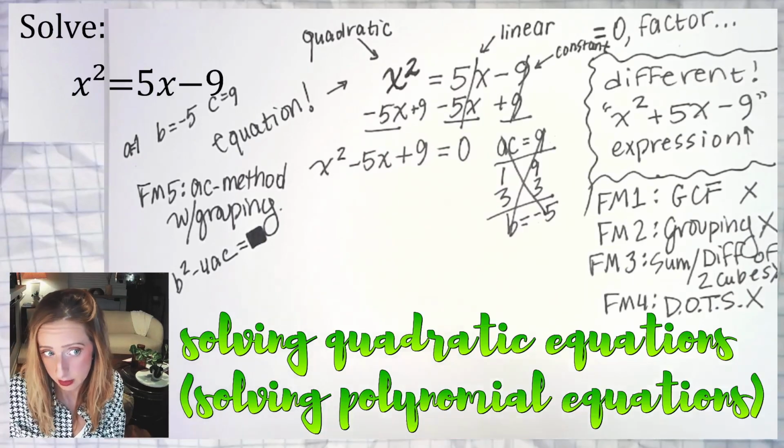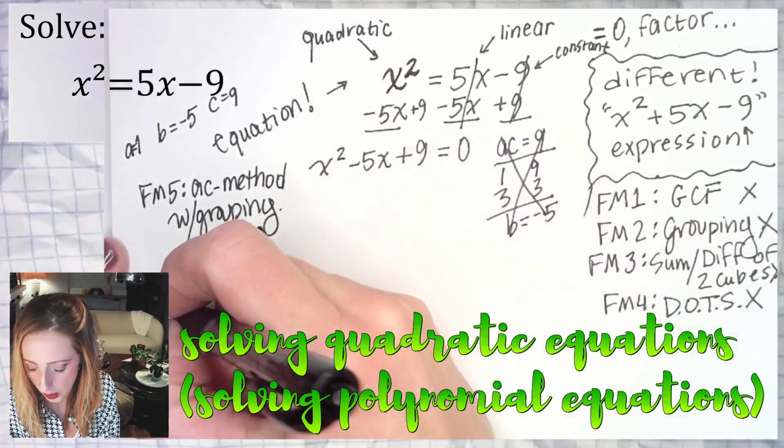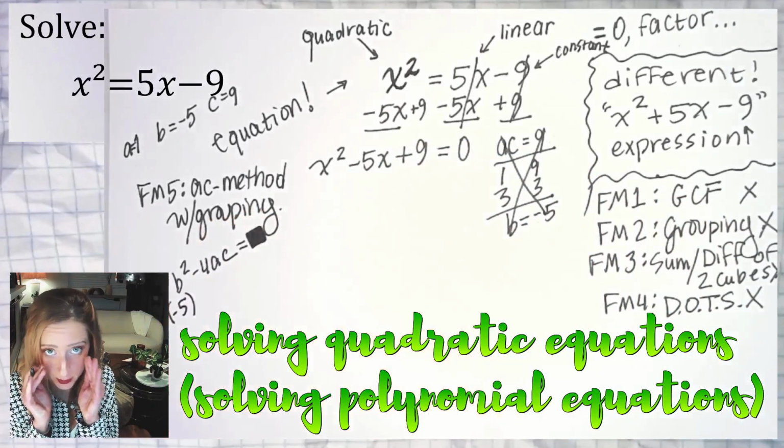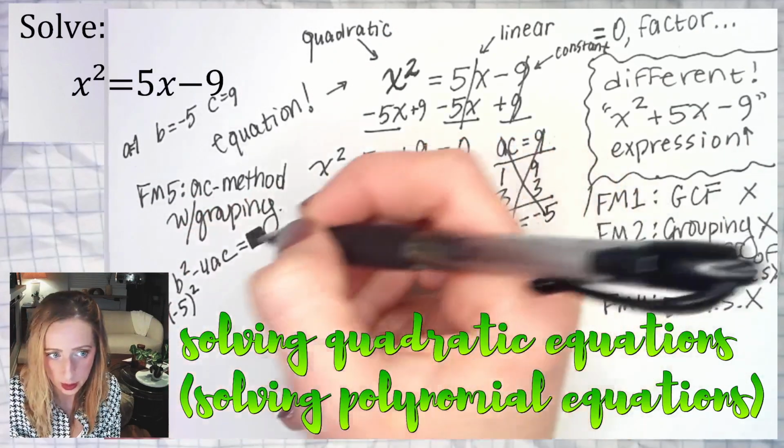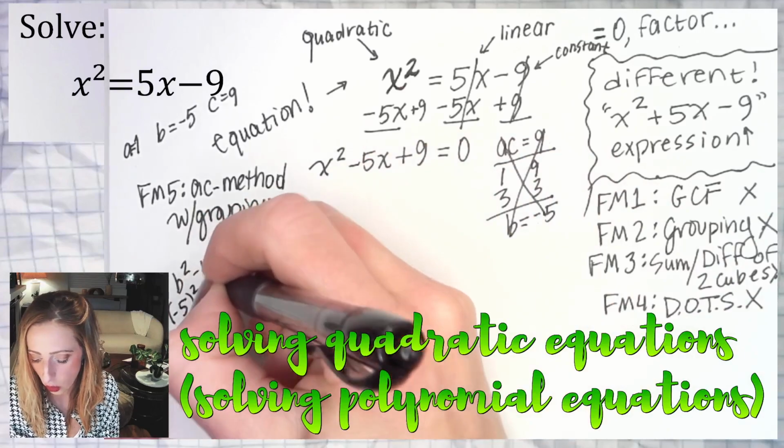So let's check to make sure. B squared, always put parentheses around the B, especially when it's negative. -5 squared, again, parentheses are your pal, minus 4.